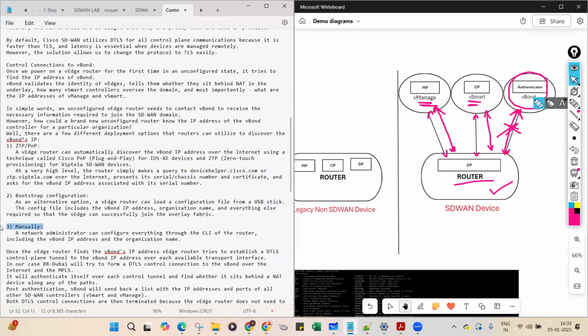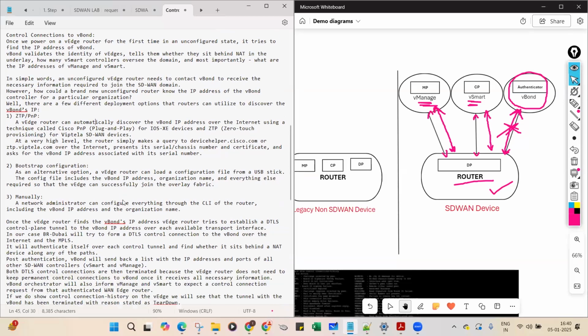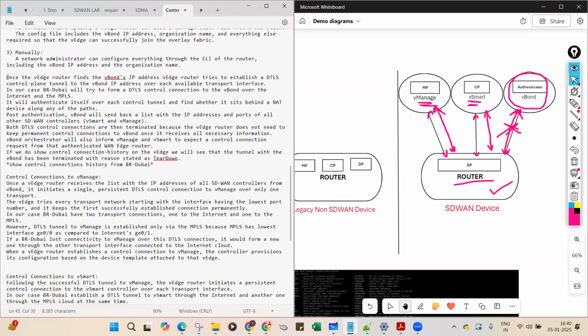The third method is manually. We can log into this device. We will need someone on site to this router, give the system IP, site ID detail, organization name, vBond IP, and the transport interface configuration so that it can reach the vBond. And again, once it is authenticated, vBond will give the vManage and vSmart IP details and tear down the connection.